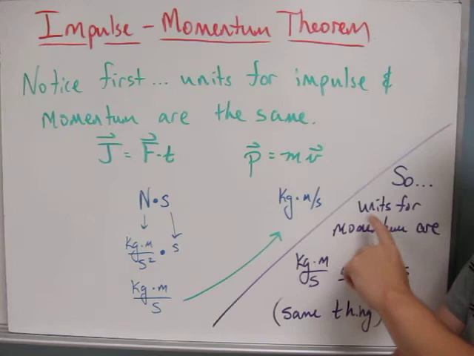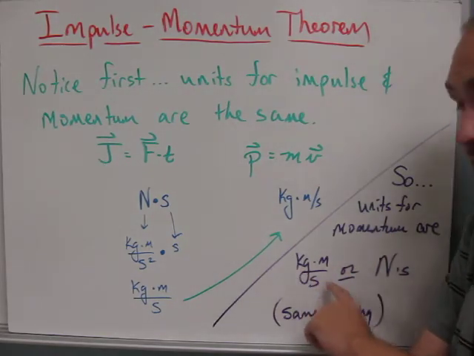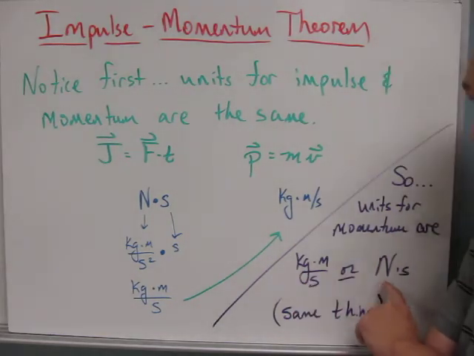When you write units for momentum, you can write down kilogram meters per second. That's fine, that's A-okay. But you could also write down newton seconds.